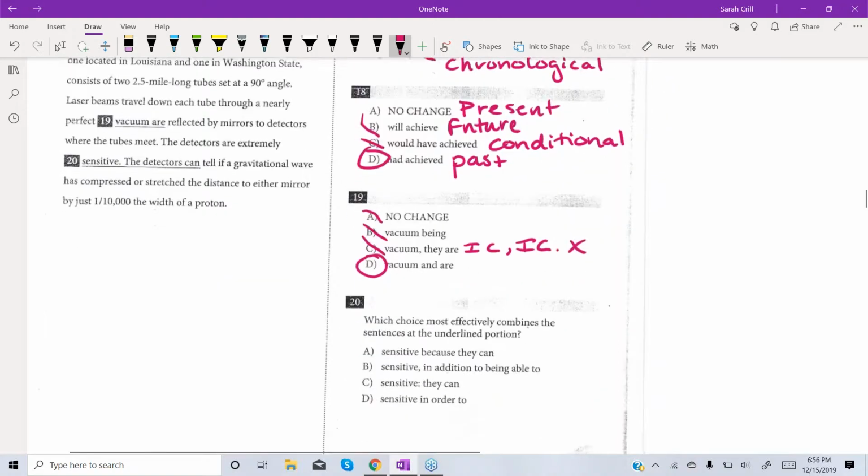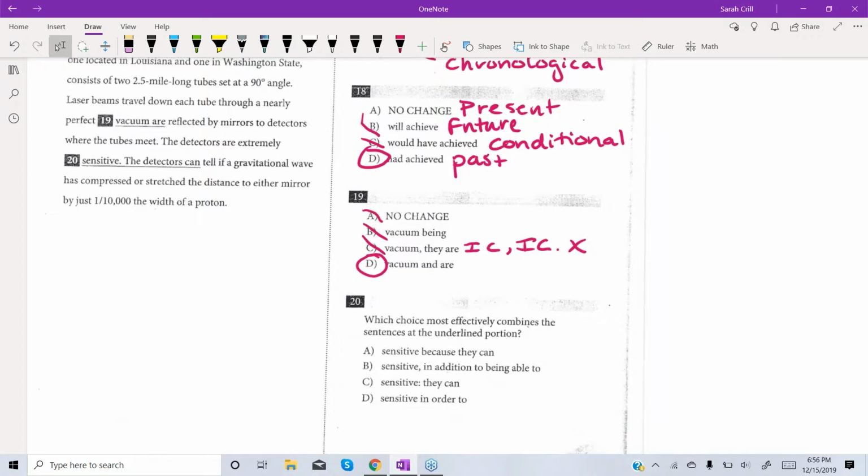All right, let's do the next one. The detectors are extremely sensitive. The detectors can tell if a gravitational wave has compressed or stretched the distance to either mirror by just 1/10,000th the width of a proton. So 20 says, which choice most effectively combines the sentences at the underlined portion? Well, we can take note of what they've done before. So before it was independent clause, period, independent clause, period. Okay. Well, if we change out this and say for A, it will sound like this. The detectors are extremely sensitive because they can tell if a gravitational wave has compressed or stretched the distance to either mirror. Because they're sensitive because they can tell.